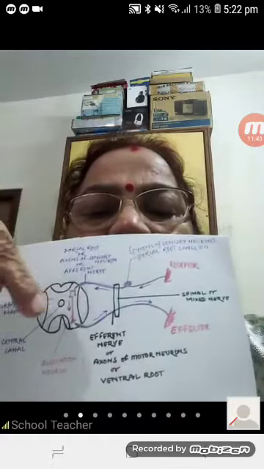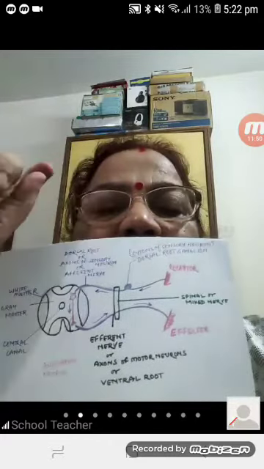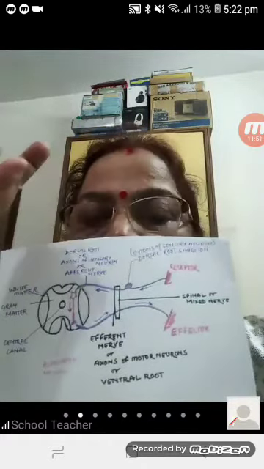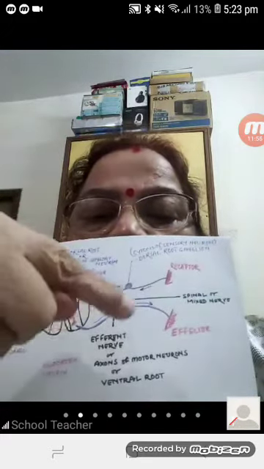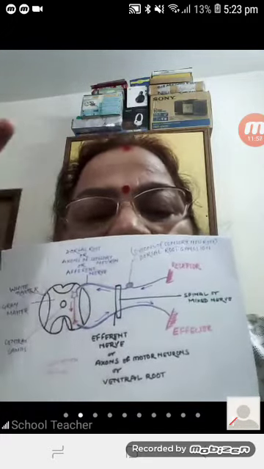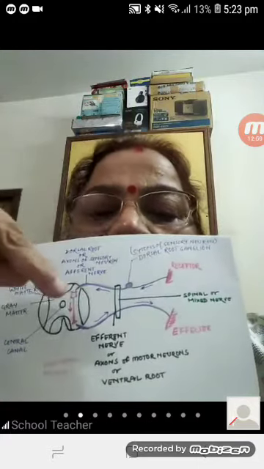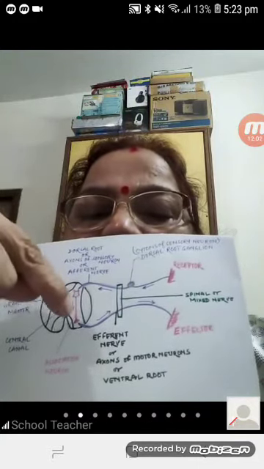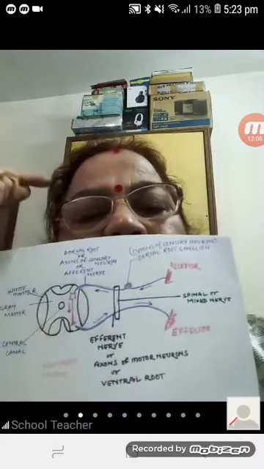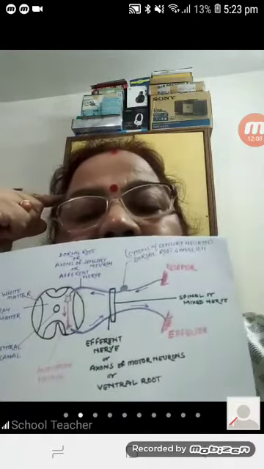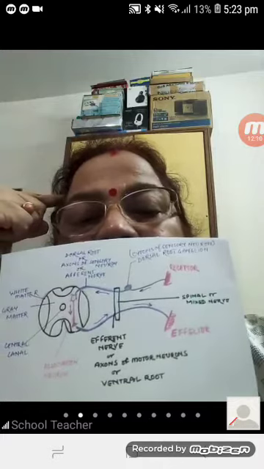Not making arrows. If arrows are not there, 1, 2, 3, 4, 5, if 5 arrows are not there, the examiner will give you 0. So to show the route, you have to draw the arrow. And the position of the association neuron should always be in the gray matter. It will never be in the white matter.